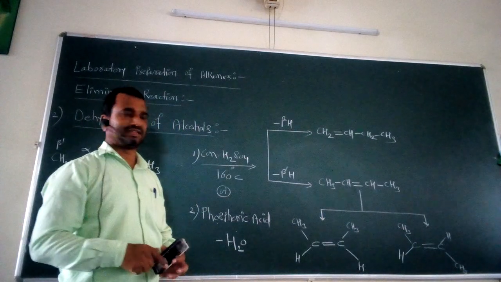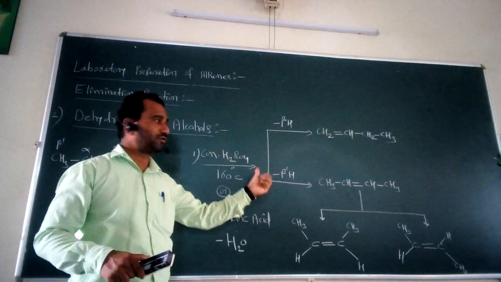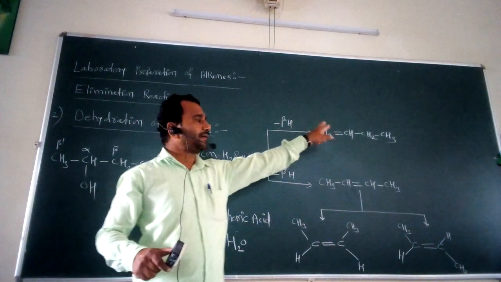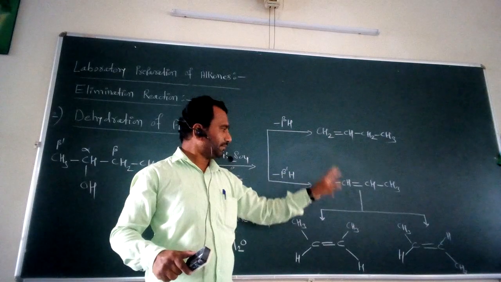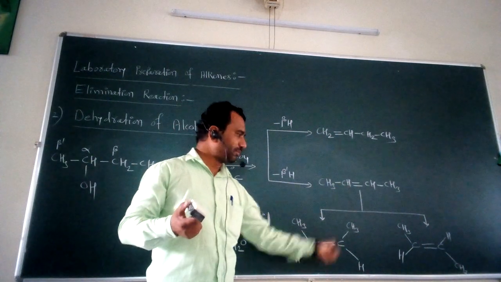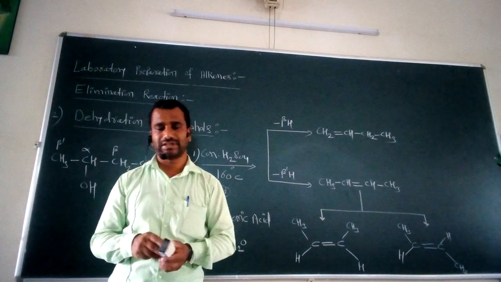So, overall we can say that whenever this 2-butanol reacts with concentrated H2SO4, due to the presence of two different types of beta hydrogens, you will get 1-butene plus 2-butene, and 2-butene may be present in two different forms, cis-2-butene and trans-2-butene. So, these three different products can be obtained.